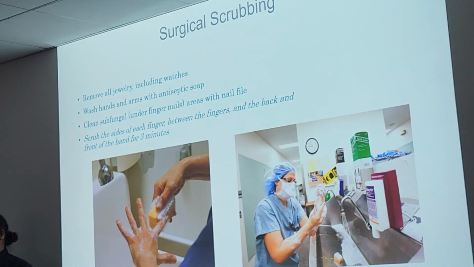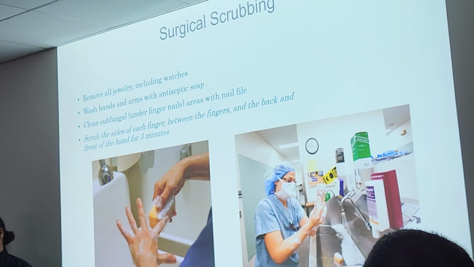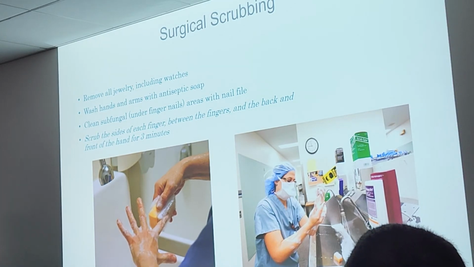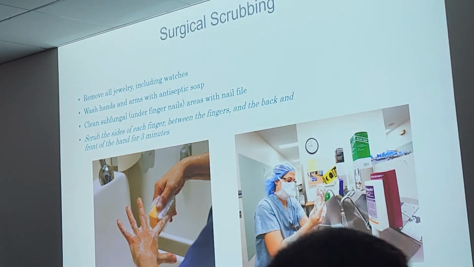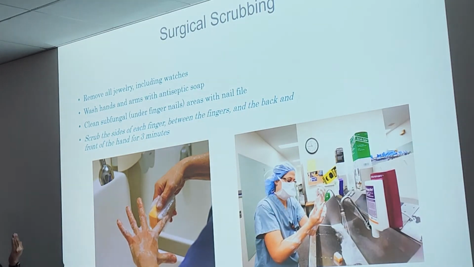And they also use a little scrub to clean under their fingernails. They clean each of their fingers, and they scrub the sides of each finger all the way up to their arm for about 3 minutes each. And you notice that their arms are always going to stay above the level of their elbow. And you'll notice that after they wash their arms, they're going to walk into the OR like this.